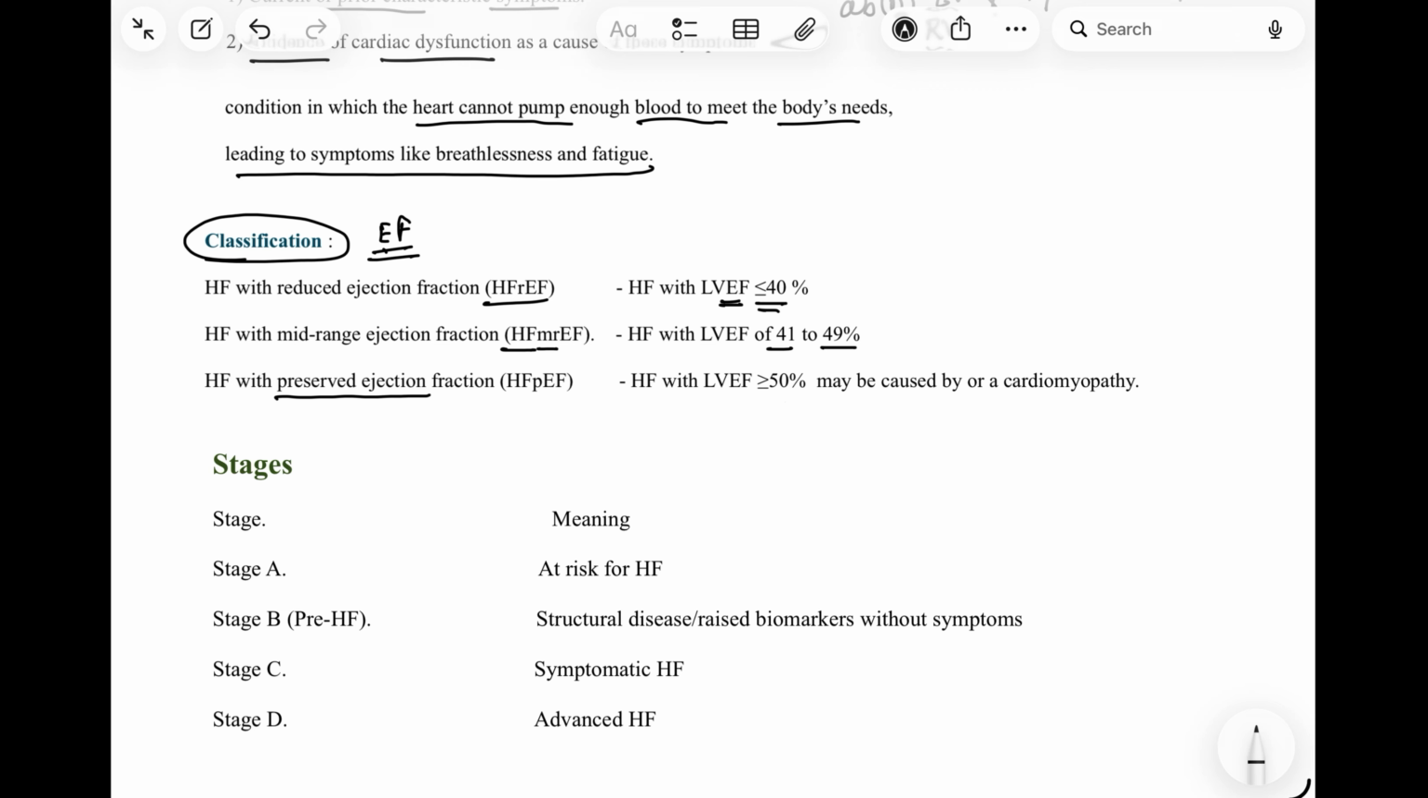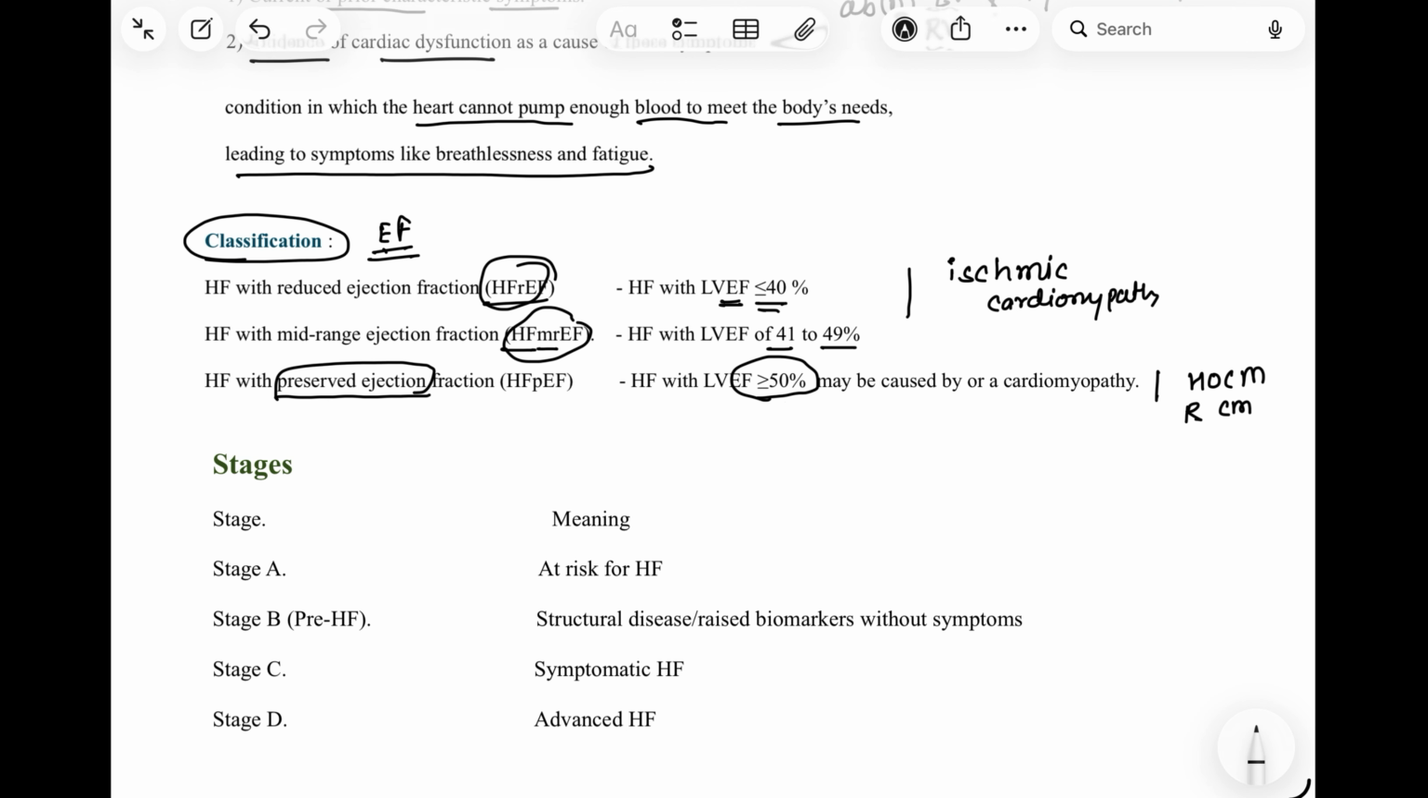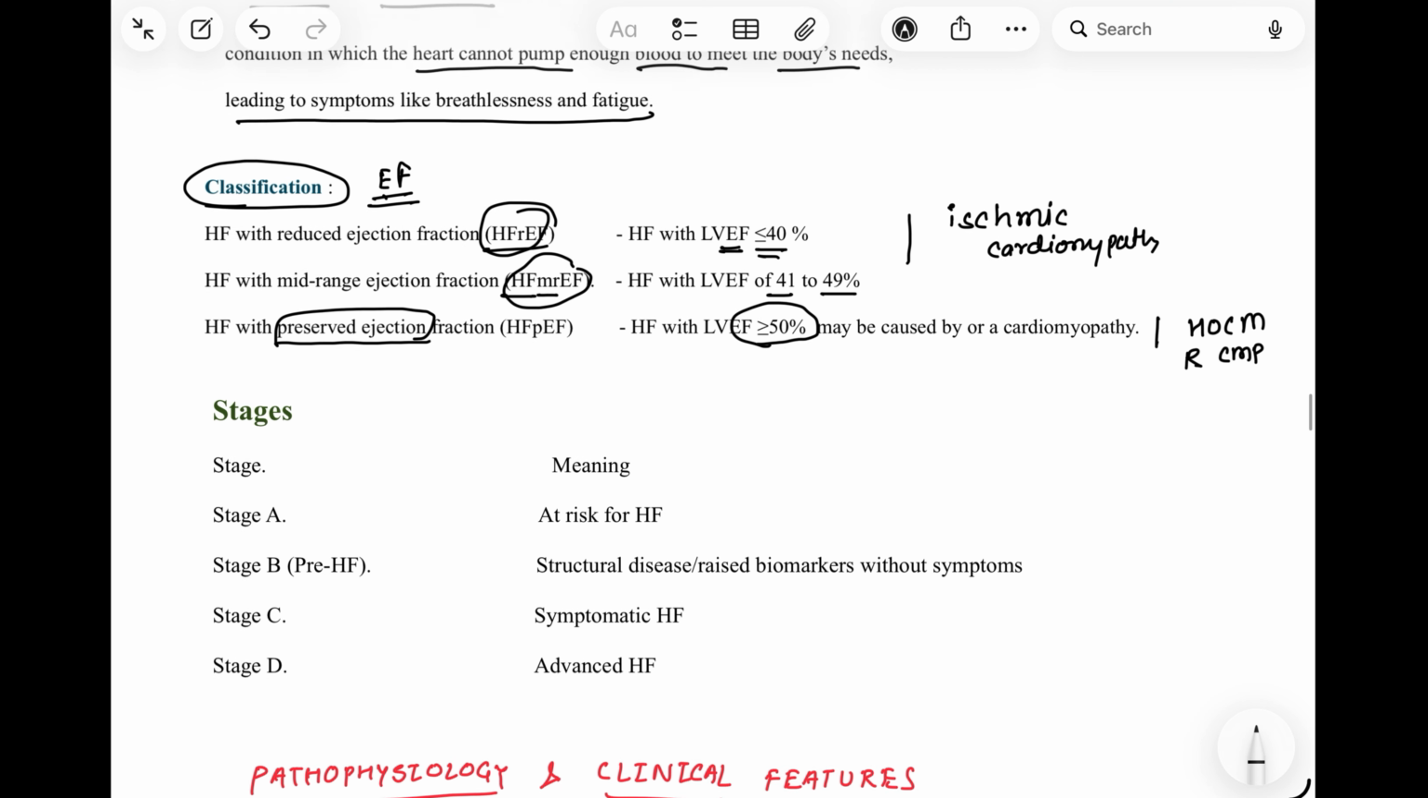In this case, the ejection fraction is more than 50%, which is almost normal, but still there is heart failure. Remember, heart failure with reduced ejection fraction and mid-range ejection fraction is mostly due to ischemic cardiomyopathy. Okay. On the other hand, heart failure with preserved ejection fraction is mostly associated with HOCM and restrictive type of cardiomyopathy.